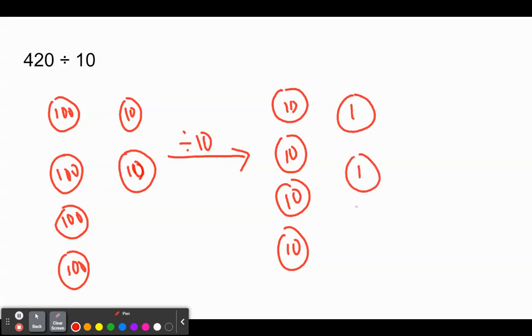So now 420 divided by 10 is going to be 42. Right? If we take 420 divided by 10, that will give us 42. So this is one way we can mentally think about how we can divide. Now let's go ahead and try a different strategy with a different problem.